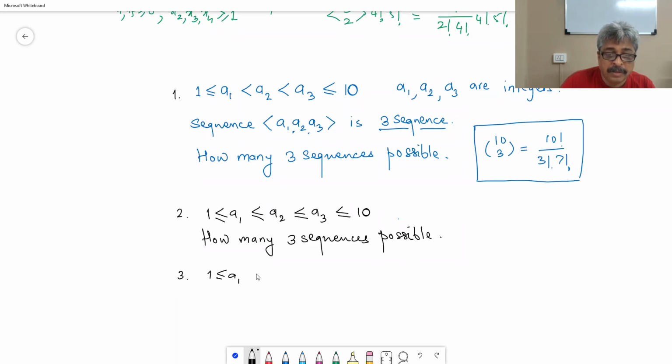1 is less than or equal to A1 is strictly less than A2 is strictly less than A3 is less than or equal to 10, and the condition is A(i+1) minus A(i) is equal to 2. Do you understand this? Sir, what is the meaning of i?